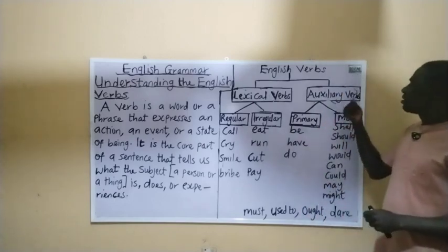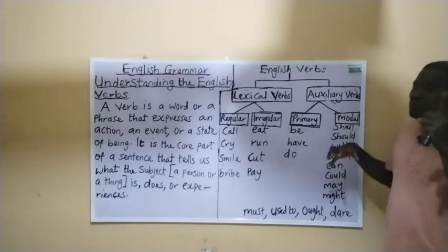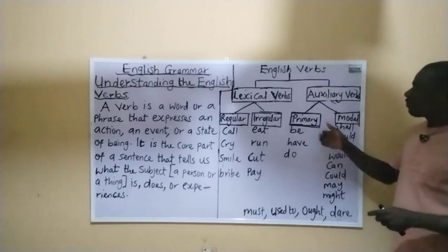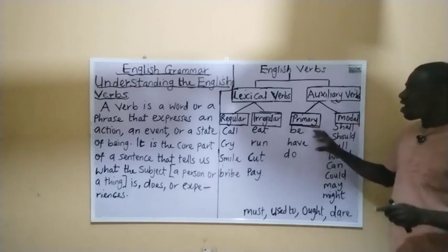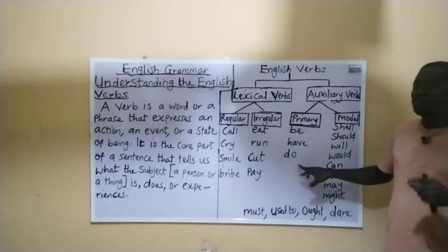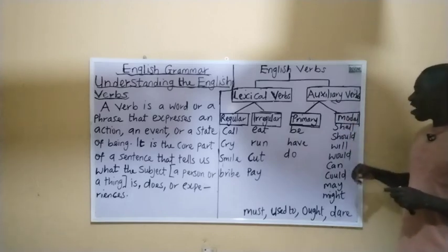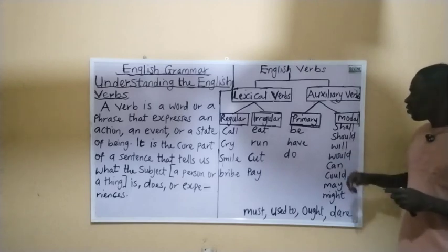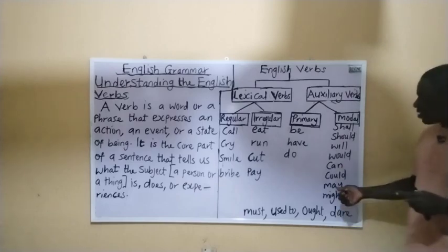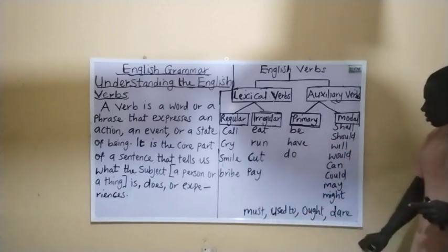Okay, fine. Then the other part, the auxiliary verbs, is subdivided into two parts. We have the primary auxiliary and the modal auxiliary. Under the primary auxiliary verbs, we have three verbs: be, have, and do. Under the modal auxiliary, we have shall, should, will, would, can, could, may, might, must, used to, ought, dare.